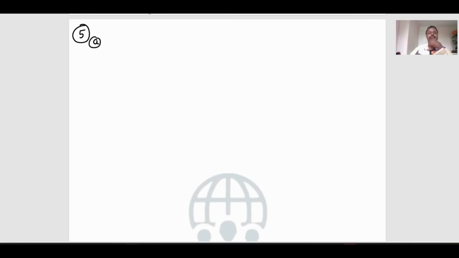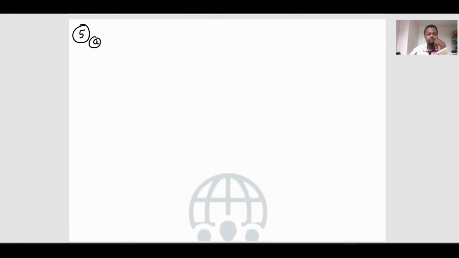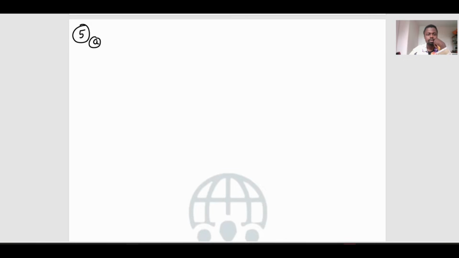So normally we have how many? We have 1, 2, 3, 4, 5. We have 5, right? So normally our trapezium rule, the integral of, let me just say trapezium rule. I'm going to do it for 5.